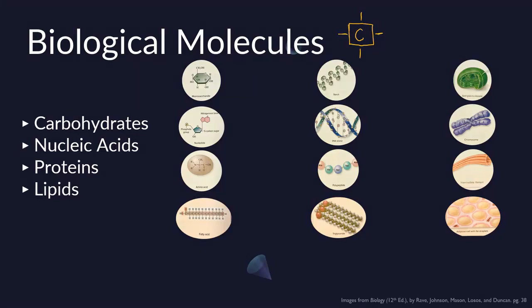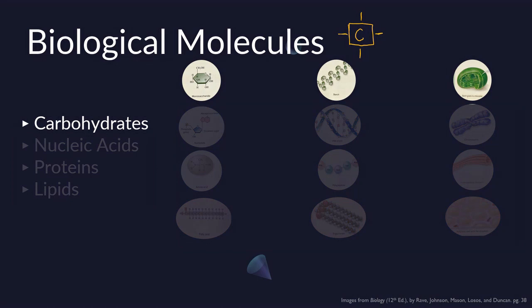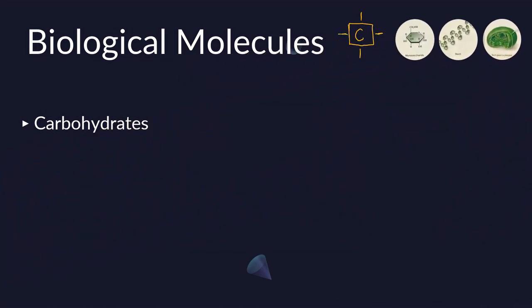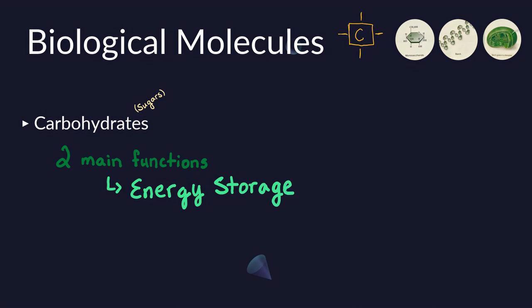Awesome choice. Let's go ahead and get started learning a bit more now about carbohydrates. Carbohydrates, which most people just commonly call sugars, have two main functions. They are used for energy storage and as structural molecules, or molecules that help provide structures to things.